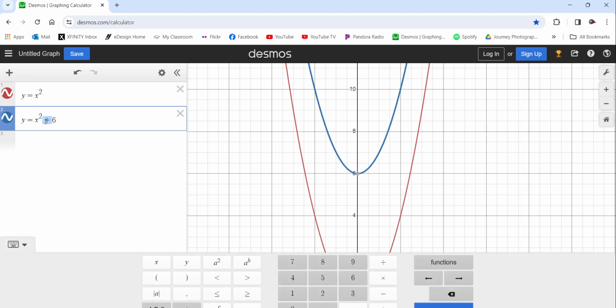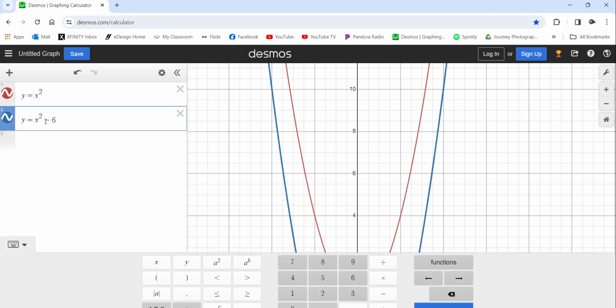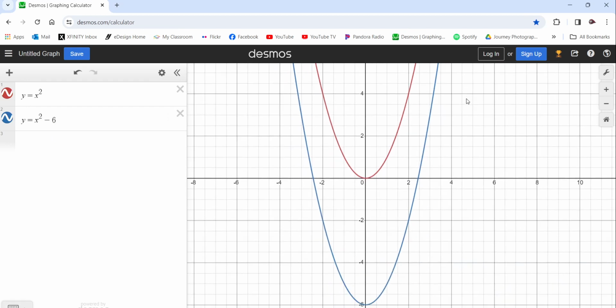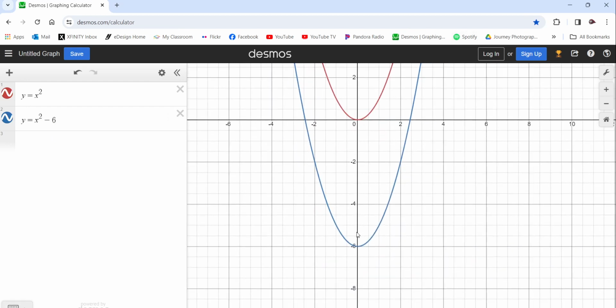What if I made this minus? What do you think it would do? That's it. It would just go down, right, and start at negative 6. Do you see that? Simple, isn't it?